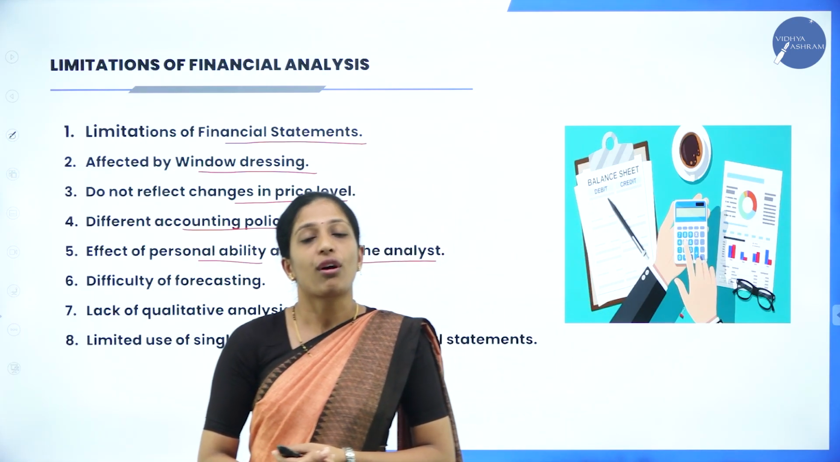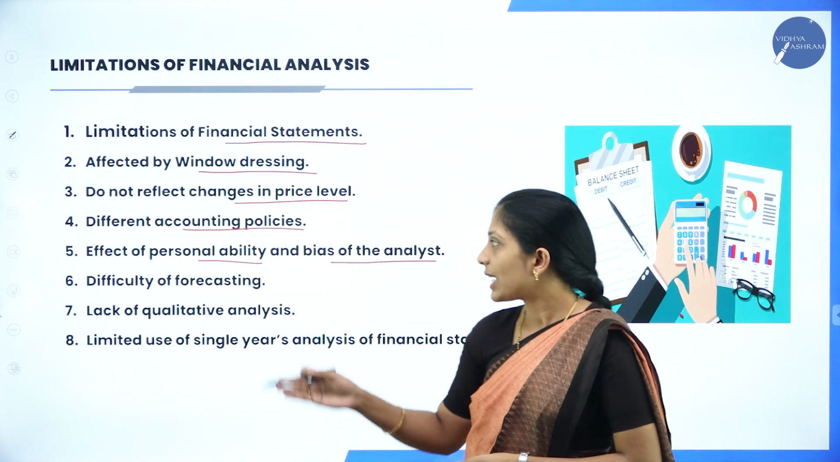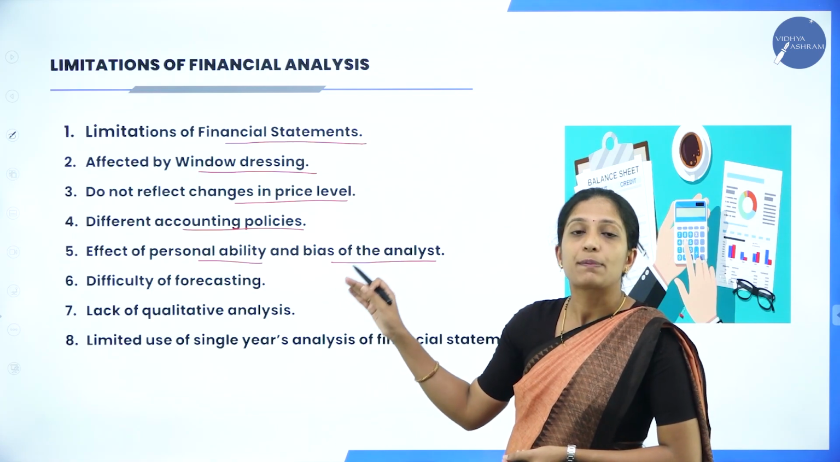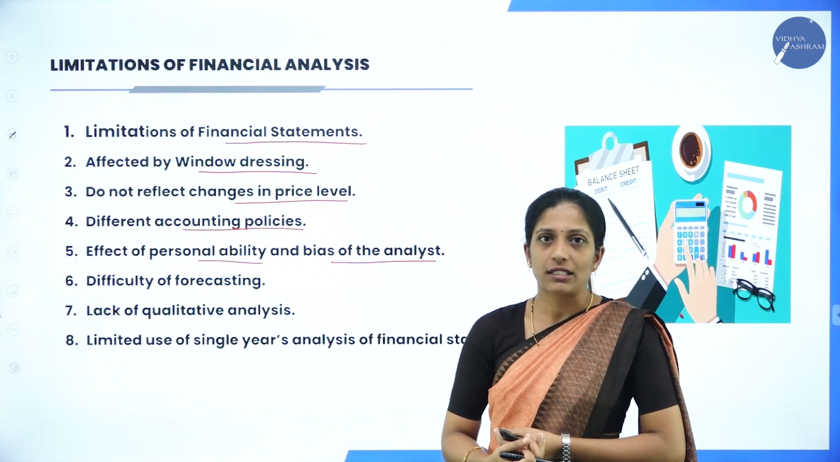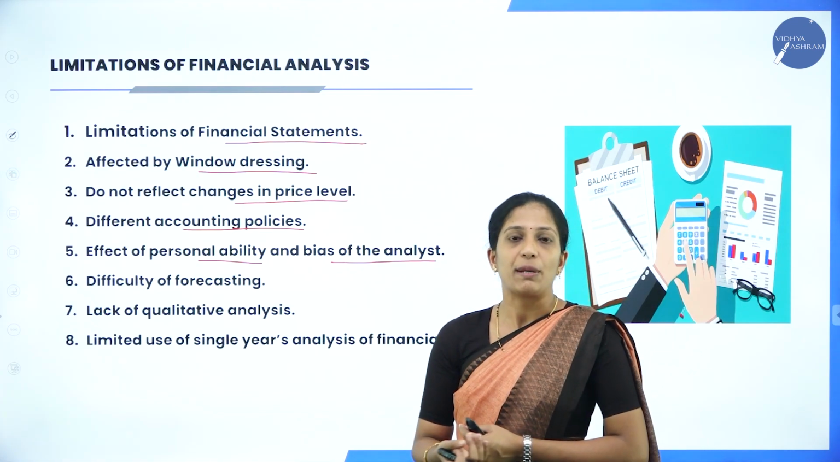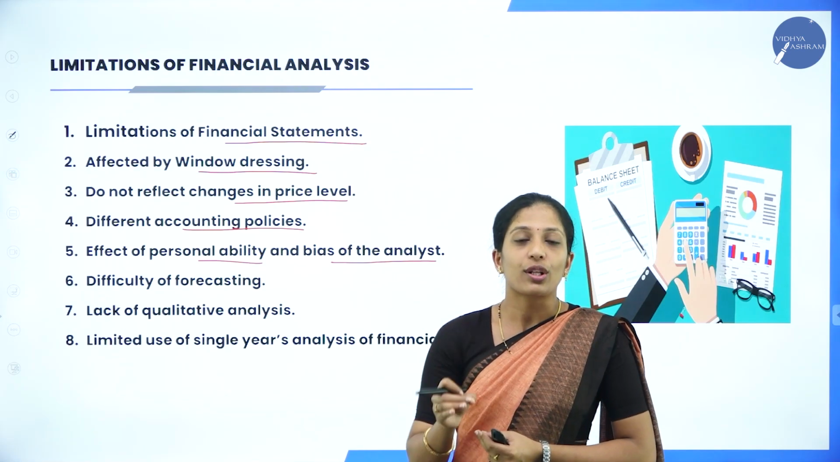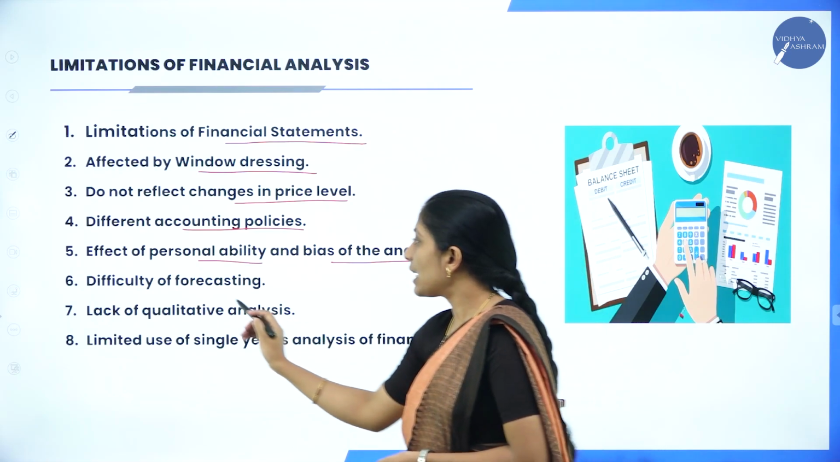Normally, we are going to draft a financial statement based on personal decisions. So here, personal ability as well as bias on the side of the analyst will also affect the analysis of financial statements. So personal judgment will also be there while preparing the financial statement, so that your personal judgment also affects the analysis. Difficulty in forecasting.